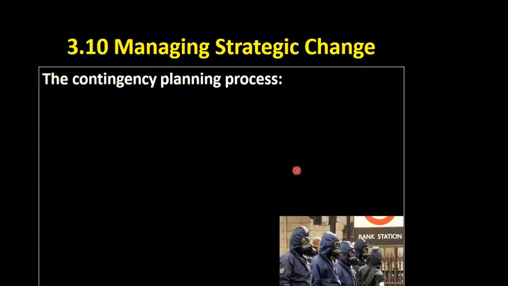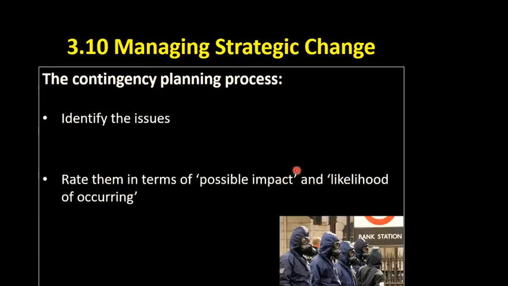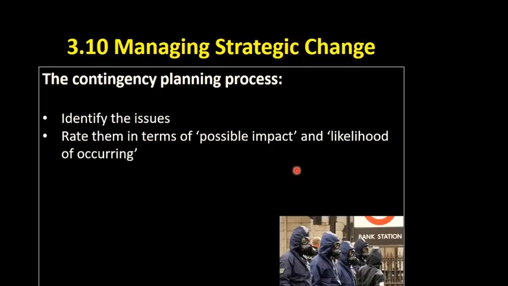So what is the contingency planning process? Well, first of all, we need to identify the issues that could potentially go wrong. We could rate them, give them a score, maybe out of 10, in terms of the possible impact on the company and the likelihood of occurring. So each contingency would then have a score out of 20, and we would prioritise the ones that would have the highest possible impact and the highest likelihood of occurring, to actually consider what we would do if those things happened.